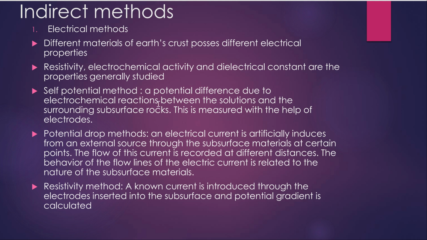In potential drop methods, an electrical current is artificially induced from an external source through the subsurface material at certain points. The flow of this current is recorded at different distances. The behavior of the flow lines of the electric current is related to the nature of the subsurface materials. So the potential drop method is basically based on the current flow in different materials.